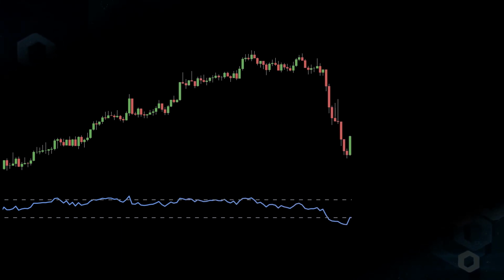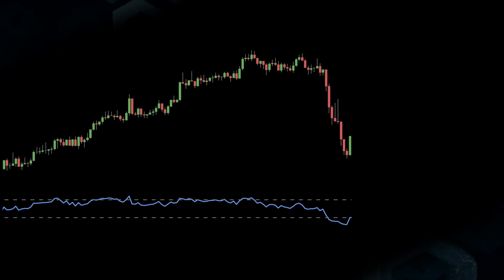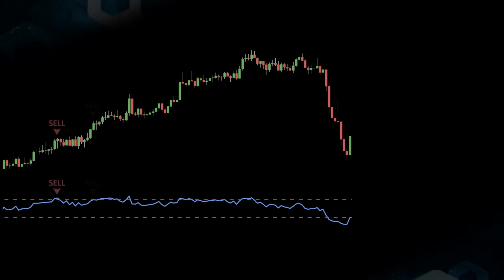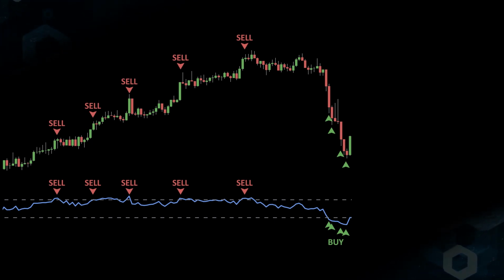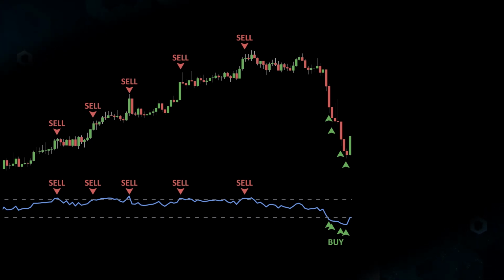Let's explore some common errors made by beginners with the RSI indicator. One common mistake is relying solely on overbought and oversold levels indicated by the RSI. Beginner traders often assume that when the RSI is above 70, it's an automatic sell signal, or when it's below 30, it's an automatic buy signal.